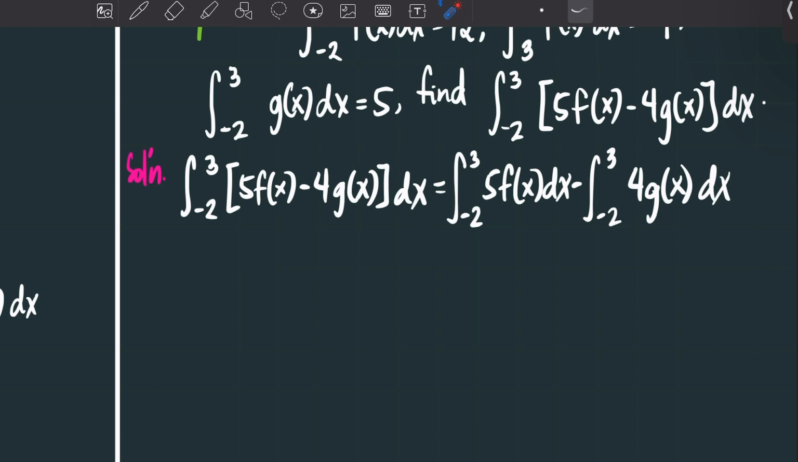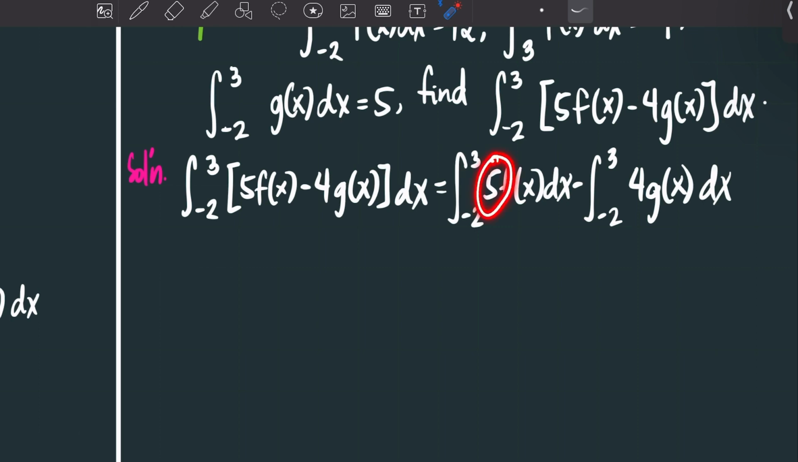Then, makikita natin dito, merong constants na nakamultiply sa function natin. So, dito, merong 5 na pwede nating ilabas. Then, tong 4, pwede rin nating ilabas. So, to save space, ilabas ko na siya agad.